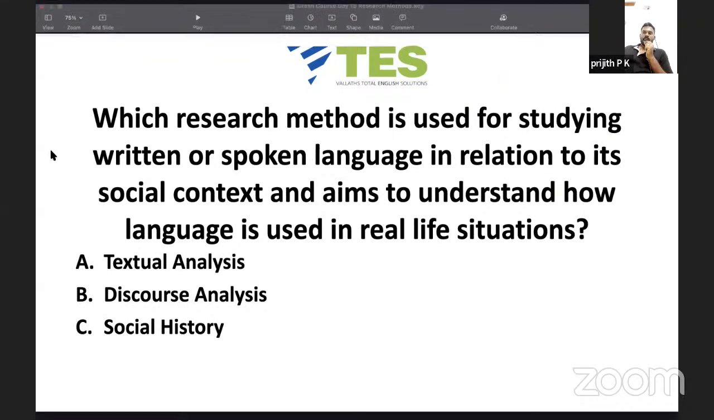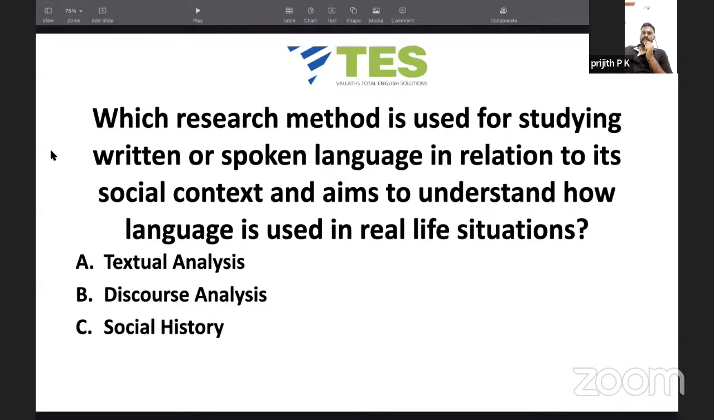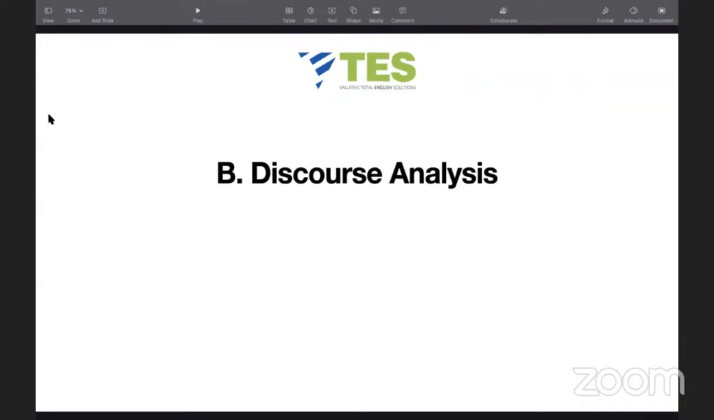Very good. Question: which research method is used for studying written or spoken language in relation to its social context and aims to understand how language is used in real life situations? Options: A, textual analysis, B, discourse analysis, C, social history. That is easy, I guess. The answer is discourse analysis.